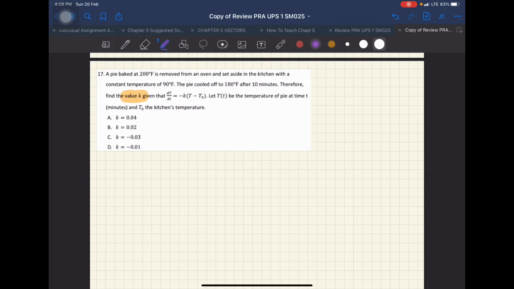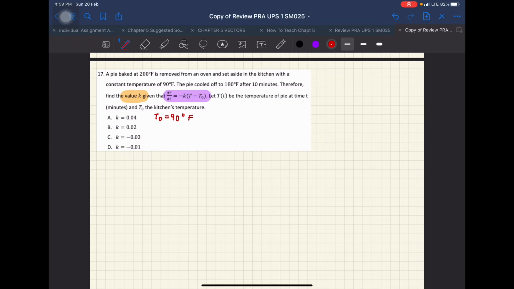Okay, given that, soalan dah bagi kita equation, this one. Okay, and then dia minta kita, dia cakap kat situ lagi, let T besar, T kecil kat dalam, be the temperature of pie at time t. Okay, so this is temperature of pie, this one. Okay, so and T naught is the kitchen's temperature. Okay, so kitchen's temperature dia adalah temperature yang constant. Dia ibarat room temperature. Okay, so maksudnya kitchen's temperature T naught is going to be equal to 90 degree Fahrenheit. Okay, so T naught is equal to 90 degree Fahrenheit. Settle.